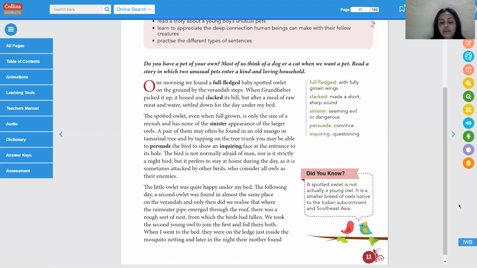The bird is not normally afraid of man, and it is strictly a night bird, but it prefers to stay at home during the day, as it is sometimes attacked by other birds who consider all owls their enemies. As I told you, owls are considered night birds because they are active and can see very nicely at night, not in the daytime. That is why these owlets used to stay at home during the daytime, and at night they were active, and they used to come back to the house of the grandfather and the boy.